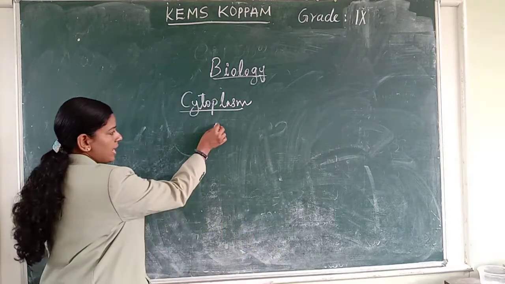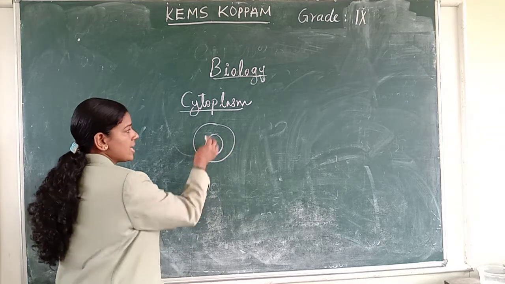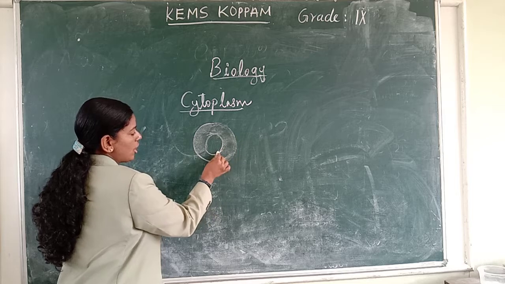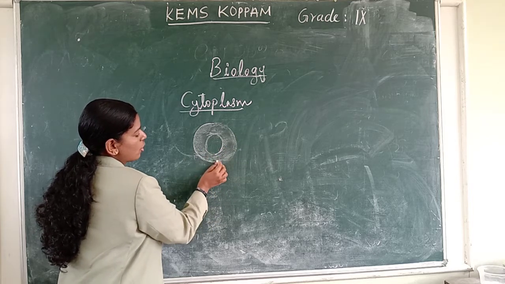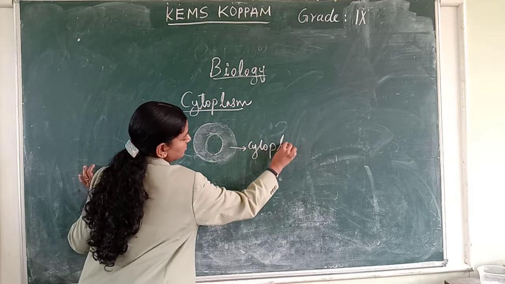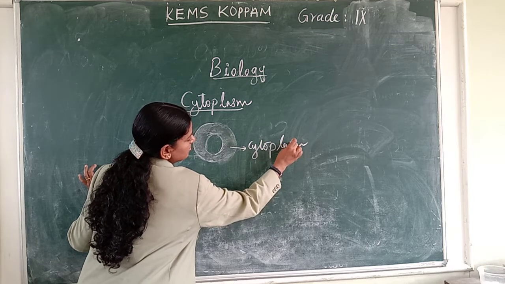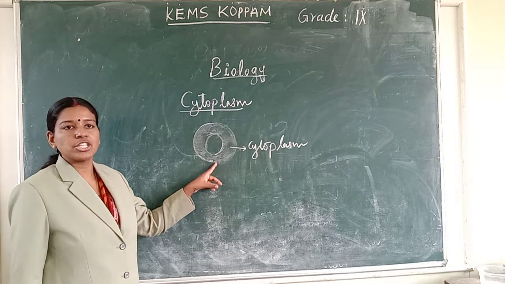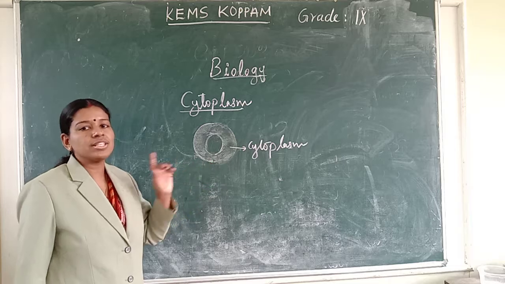So I have drawn a structure of the cell with its central major core called the nucleus, and here we can see the fluid part, which is called the cytoplasm. This is the fluid region called the cytoplasm. It contains many membrane-bound structures.